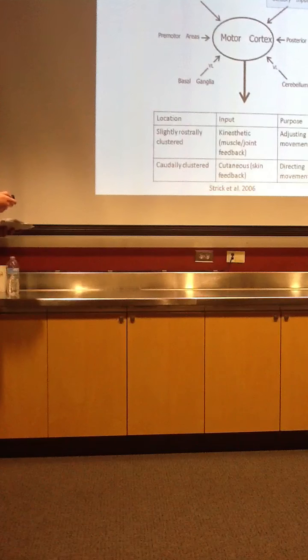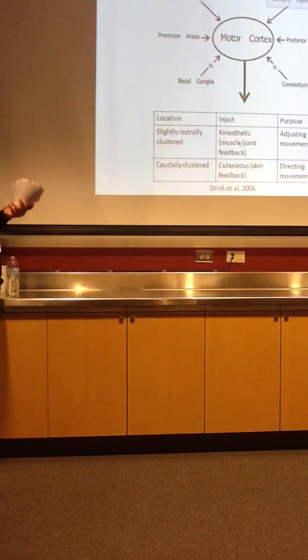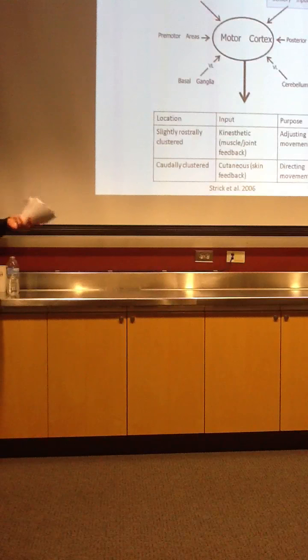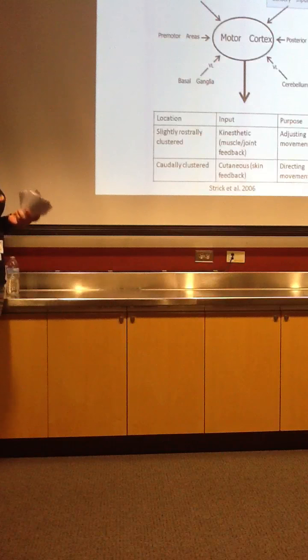And cells located slightly rostrally in the motor cortex are activated by the kinesthetic input, which is the input from muscles and joints, like the feedback from muscles and joints. And cells that are located caudally in the motor cortex are activated by cutaneous input, which is the feedback from skin. So the purpose of those inputs is the adjusting and directing of the movement.